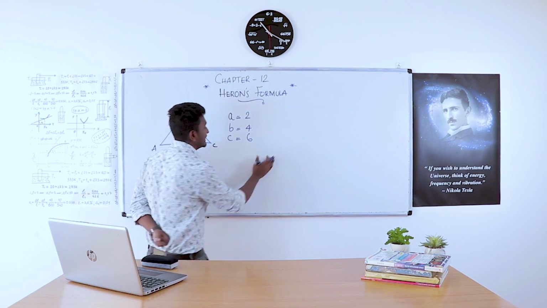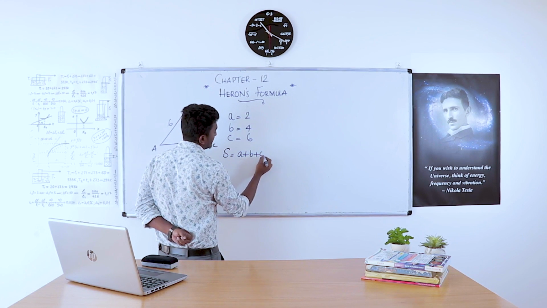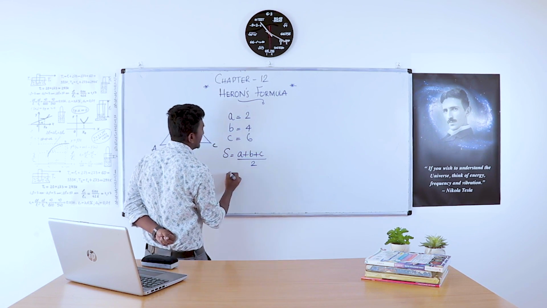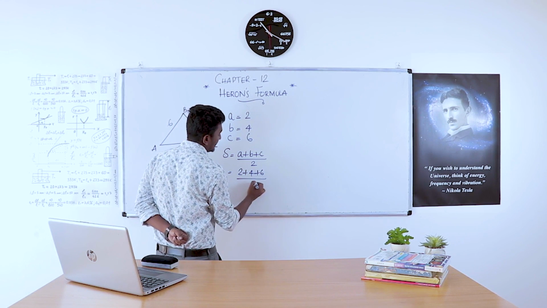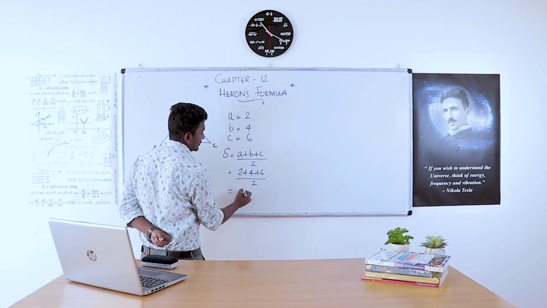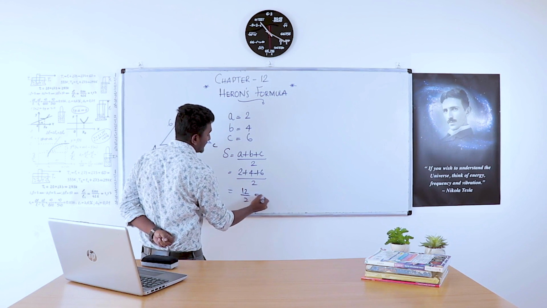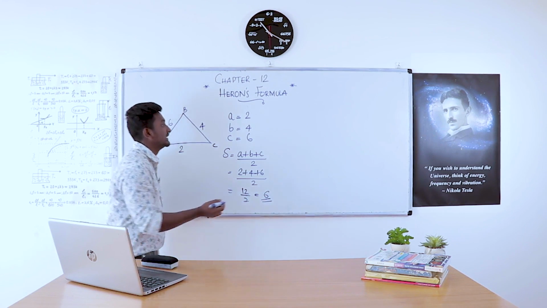Now, how will you find the semi-perimeter? Semi-perimeter s is equal to a plus b plus c divided by 2. That is 2 plus 4 plus 6 whole divided by 2. That is equal to 6 plus 4, 10, 10 plus 2, 12. 12 divided by 2 is 6. We got the value of semi-perimeter s as 6.